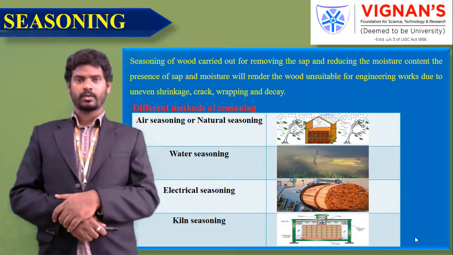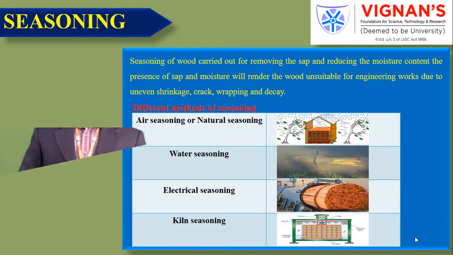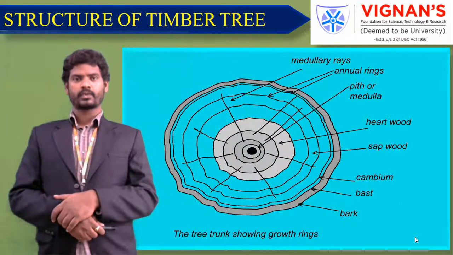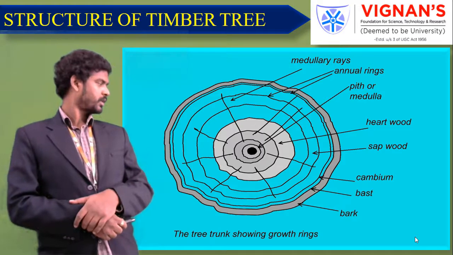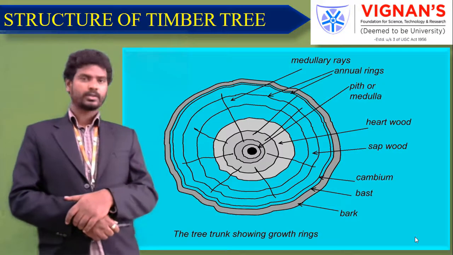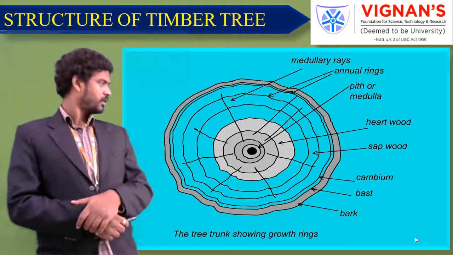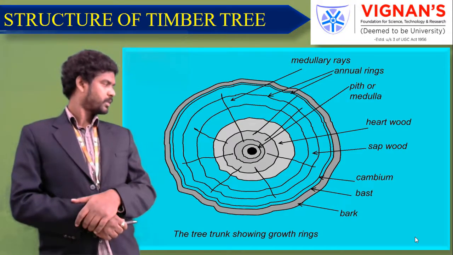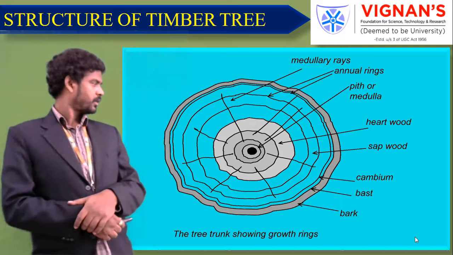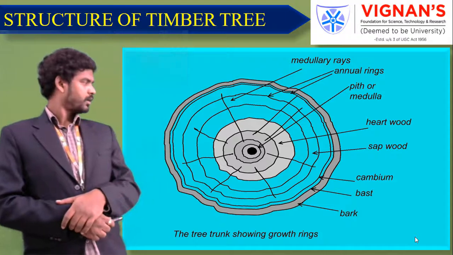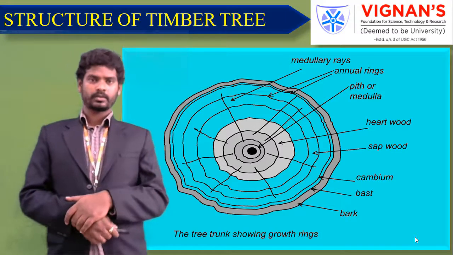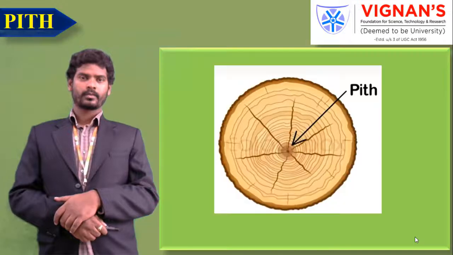The quality of wood is inferior as compared to the one seasoned by the natural seasoning method. The next one is the structure of a timber tree. The figure shows a circular cut section of the timber. In this, we can observe different circles and different lines. Every line has one particular meaning that we will discuss in detail in the coming slides. What is the first one?